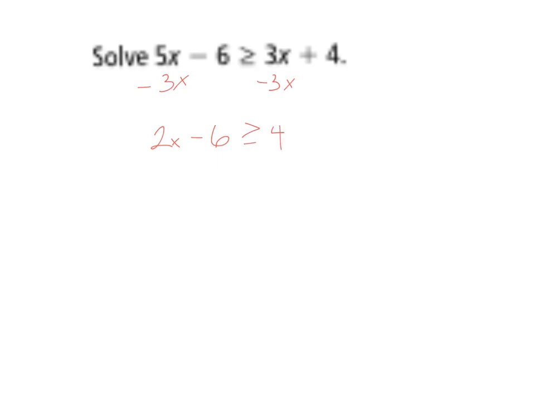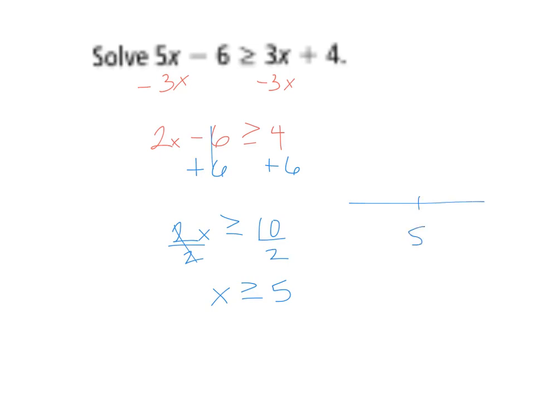Now we're looking for order of operations backwards. So we have minus 6. So the inverse of minus 6 is adding 6. We're going to do that on both sides. We get 2x greater than or equal to 10. And then the final step, instead of timesing by 2 or multiplying by 2, we're going to divide by 2 on both sides. And this is going to give us x greater than or equal to 5. If we graph this, the target is 5. To the left would be 4. To the right would be 6. Closed circle going to the right.